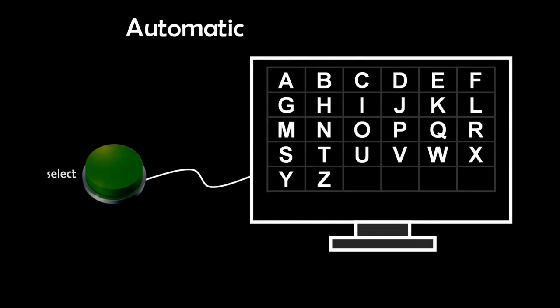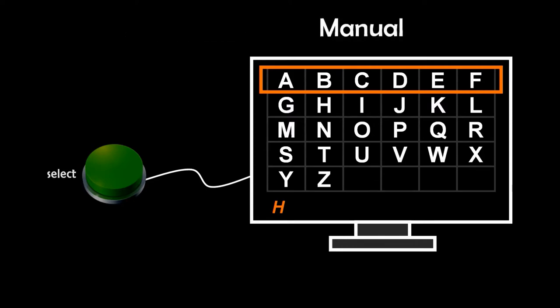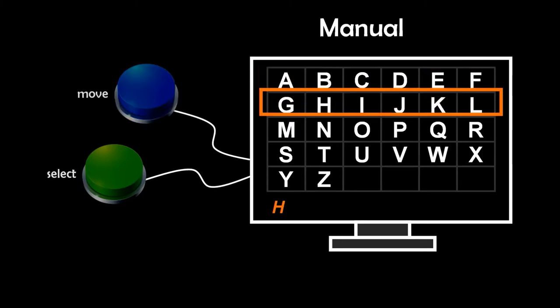Automatic scanning requires only a single switch. It involves using a highlighter which moves automatically from one option to the next, and a select button which you press when the highlighter gets to the option you want. The only difference with manual scanning is that you have an additional button called Move, which you can use to move the highlighter from one item to the next.